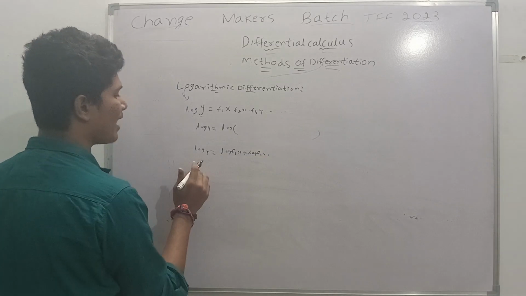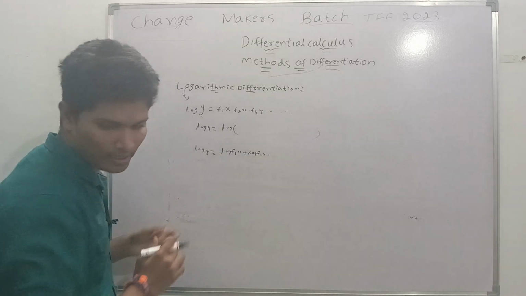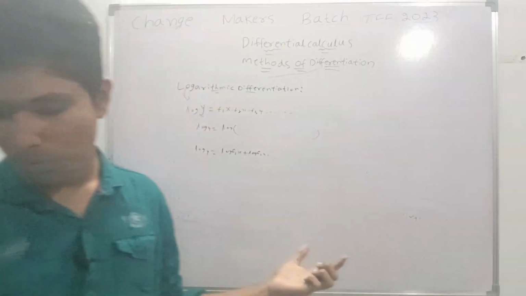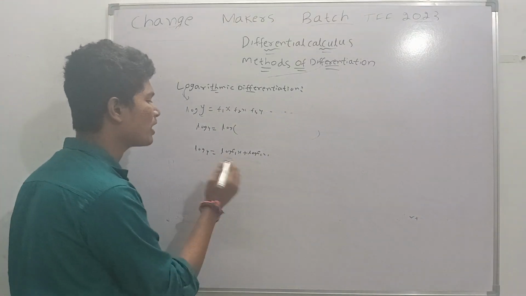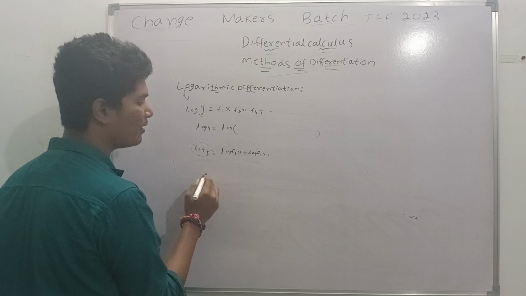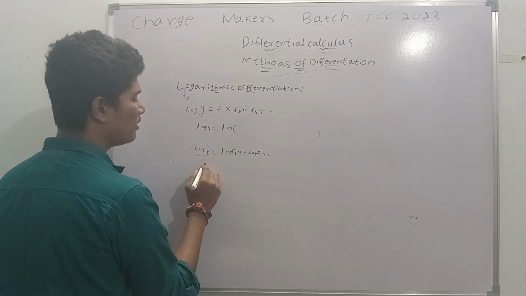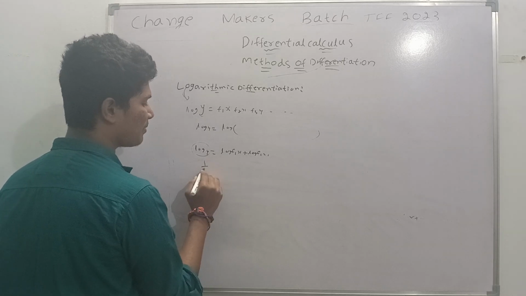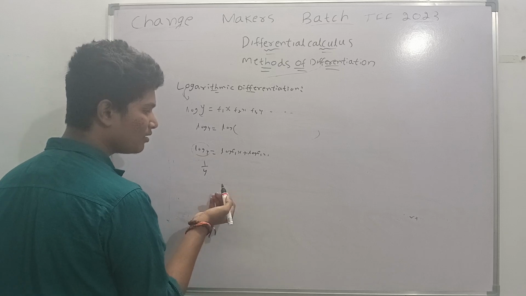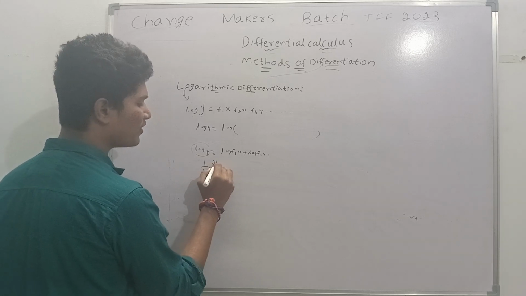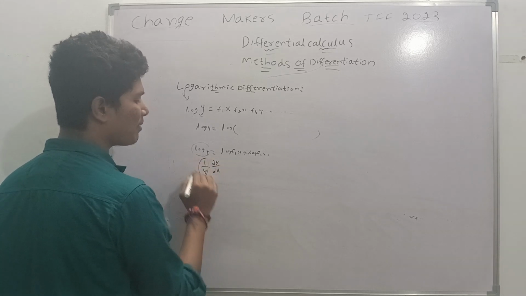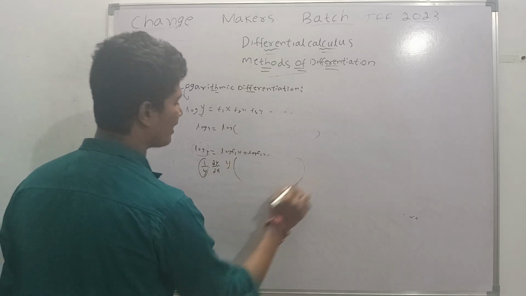That's it. And now you can differentiate log on both sides. We have applied log, and next we can differentiate. What is the differentiation of log y? The differentiation of log y is 1 by y, and next what? y differentiation is dy by dx. So 1 by y dy by dx, you can cross multiply and write like this.